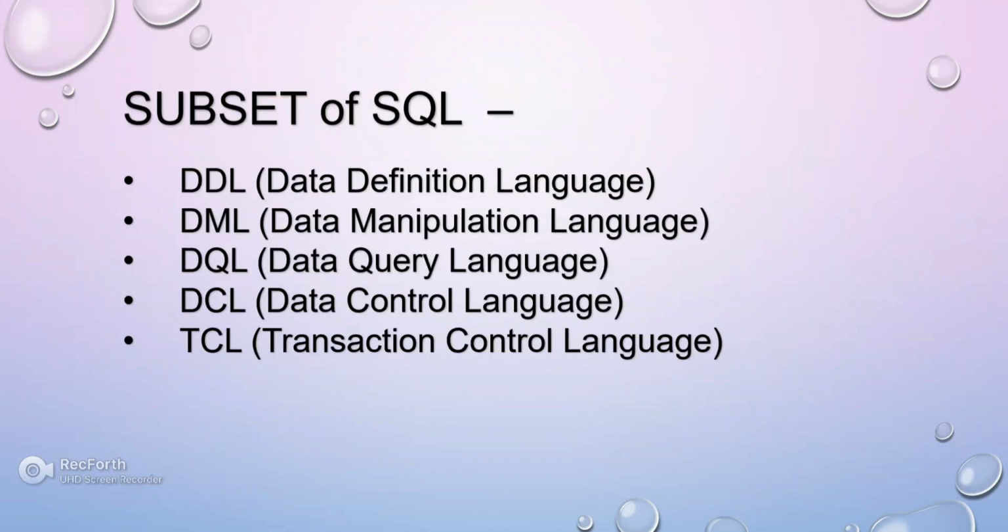Subsets of SQL. There are total 5 subsets of SQL: DDL, DML, DQL, DCL and TCL. DDL stands for Data Definition Language. DML stands for Data Manipulation Language. DQL stands for Data Query Language. DCL for Data Control Language and TCL for Transaction Control Language.